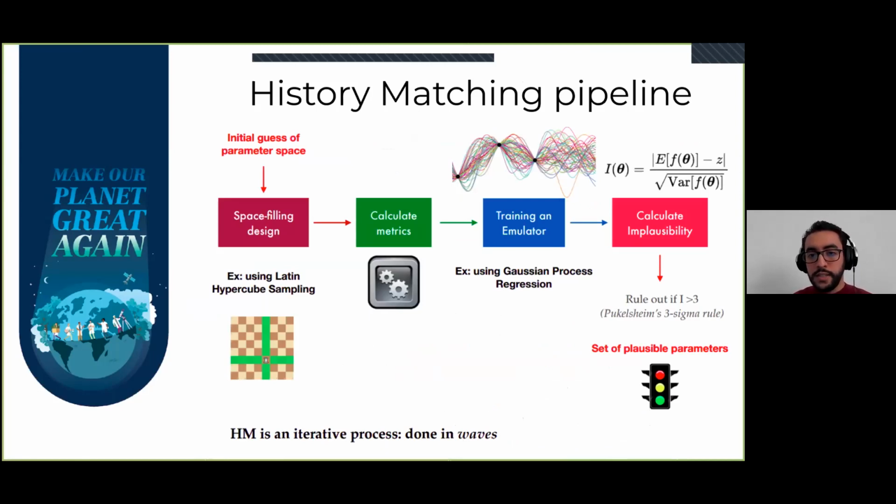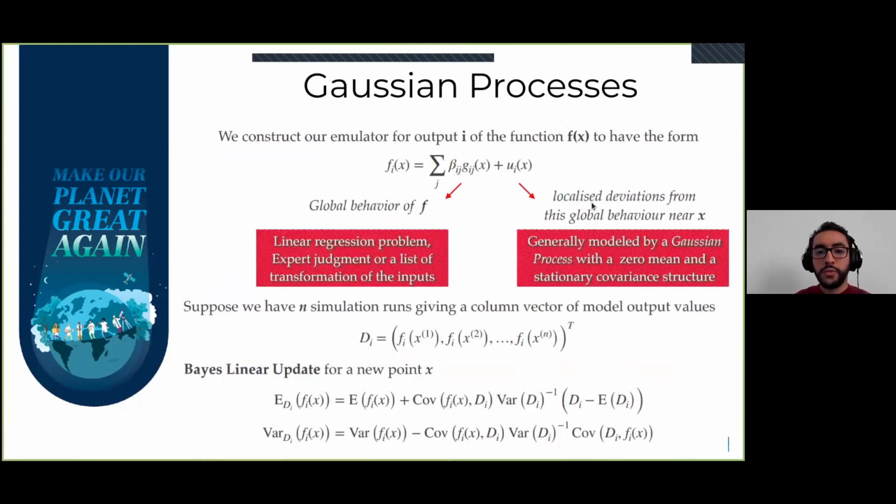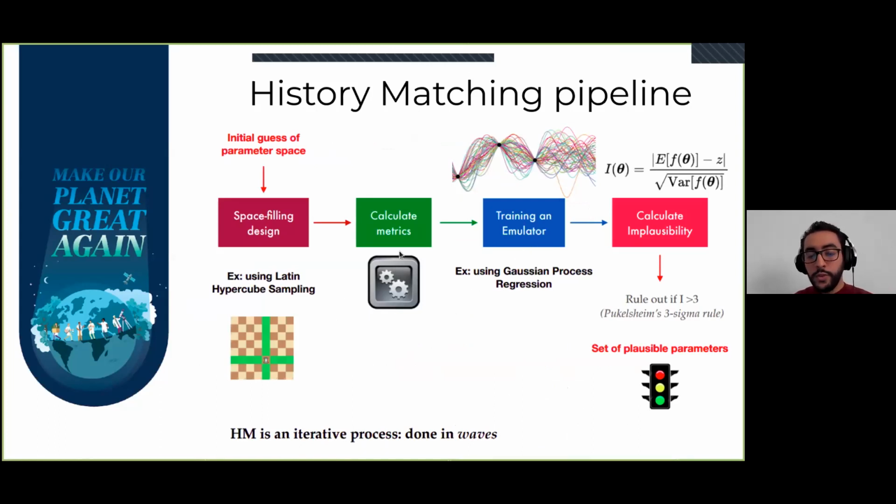So this is the summary of history matching. First, you have an initial guess of parameter space. You use space filling designs to select a number of points that will fill your space. You calculate some kind of metrics, for example, as I showed here, some temperature profiles, etc. It depends on your application. Then you can use the metrics to train, and you remember, supervised learning, a machine learning algorithm. Here I'm using GPs, Gaussian processes.